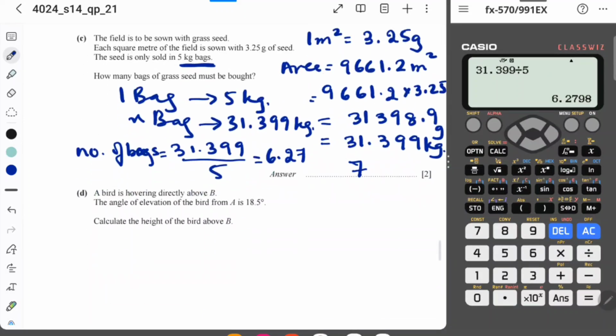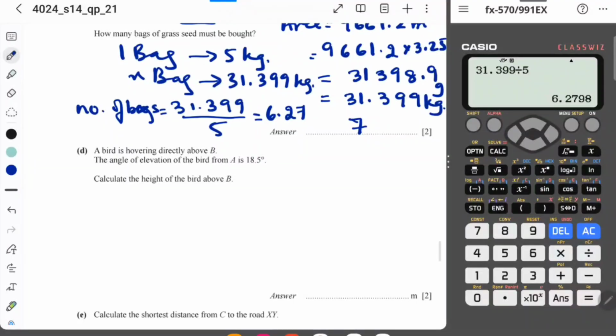Now in part D, a bird is hovering directly above B. The angle of elevation of the bird from A is 18.5. Calculate the height of the bird above B. So a bird is hovering directly above B. Directly above B means directly above B. Okay. So the angle of elevation of the bird from A is 18.5.